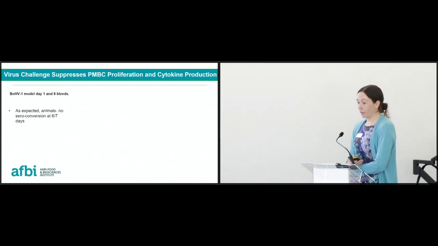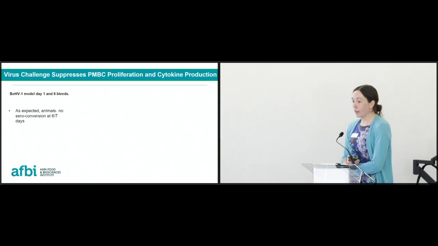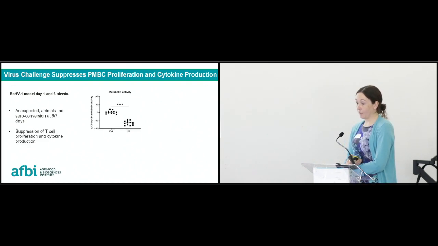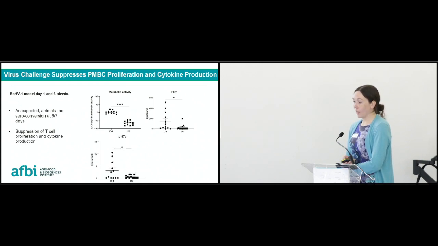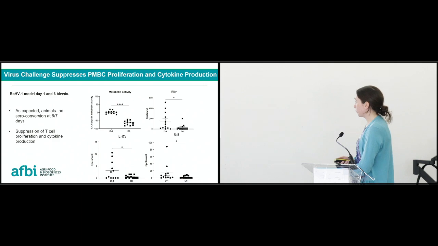post-challenge. So these animals were euthanized at day 6 post-infection. As expected, we don't see a specific antibody response at this time point. However, we did already see a suppression of T cell proliferation, measured by the metabolic activity being reduced in the T cells 6 days after infection. And we also saw a reduction in the cells' response when stimulated with bovine herpes virus antigen. There's a reduction in interferon gamma secretion, IL-17A, and IL-2. So those were just 3 cytokines we chose to look at there.